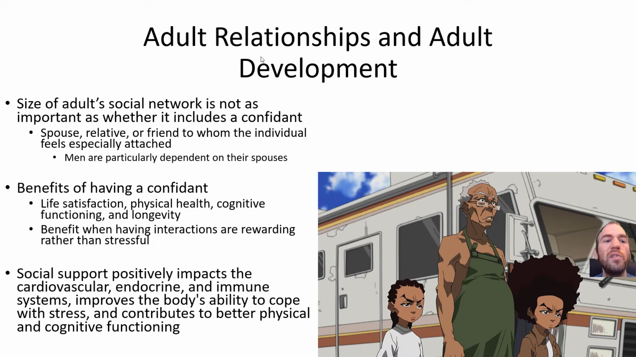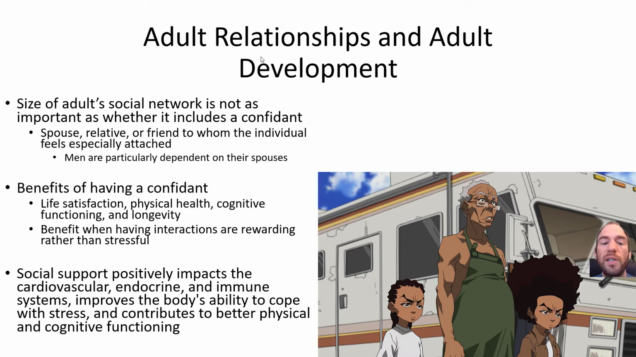Adult relationships and adult development. The size of an adult's social network is not as important as whether it includes a confidant, a spouse, a relative, or friend to whom the individual feels especially attached. In men, they are particularly dependent on their spouses. The benefits of having a confidant include life satisfaction, physical health, cognitive functioning, and increased longevity. A benefit when interactions are rewarding rather than stressful.